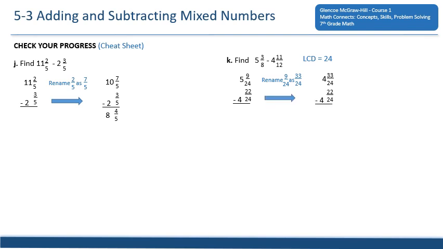We'll just bring the 4 and 22/24 over. Now we can subtract the like fractions. 33 minus 22 is 11. 4 minus 4 is 0.